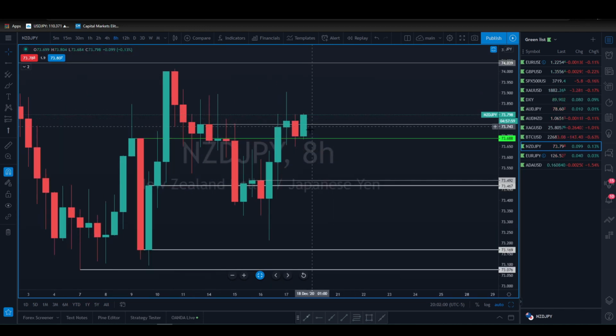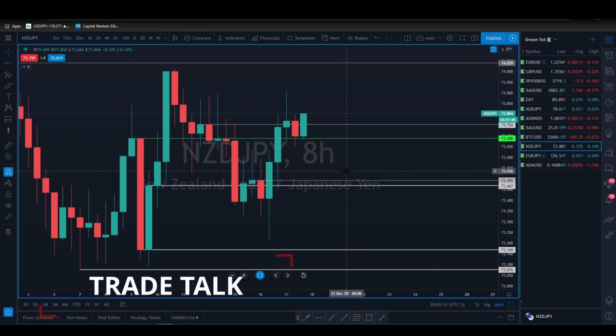If we close an 8-hour candle below there, we're heading lower. 73.688 is the next spot to look for a closure below. If you get that closure below 73.688, you can look for 73.492 to be your target.